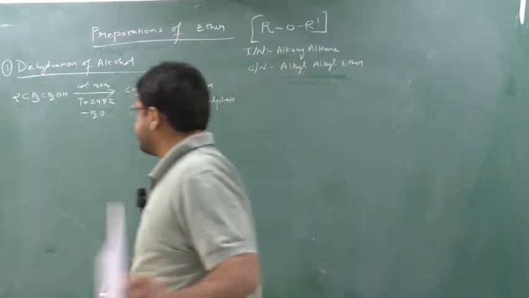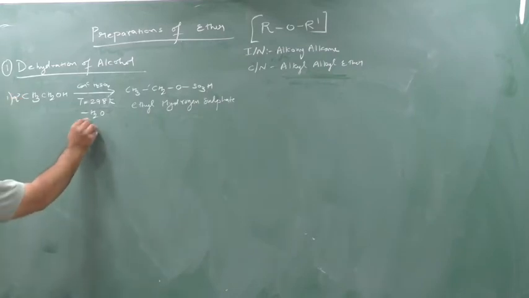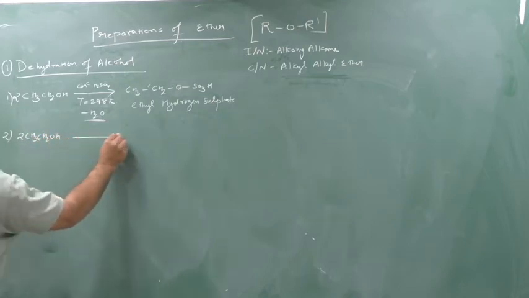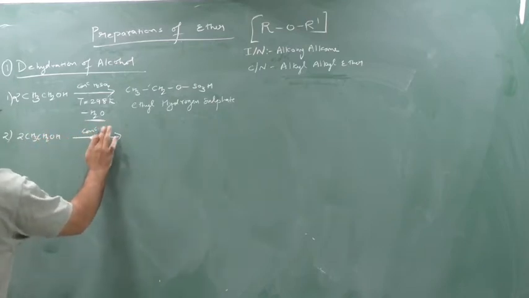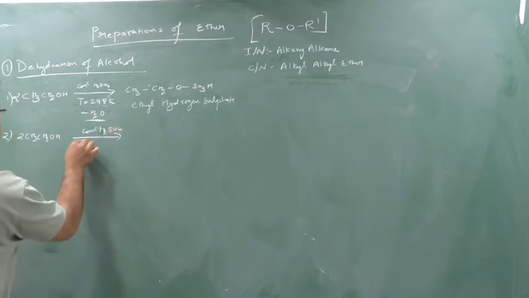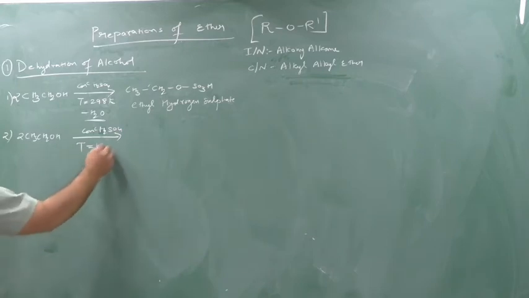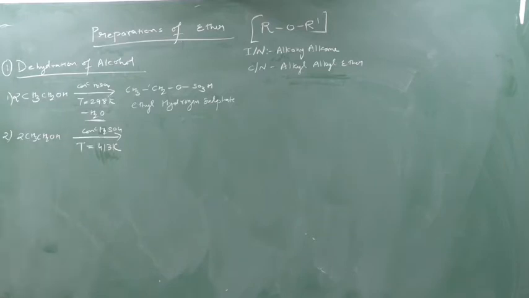Now if I increase the temperature, this was the first. So this is also dehydration only, no? Because there is a removal of water. Now I take another temperature with the same molecule. I take two molecules of CH3CH2OH, and again I take concentrated sulfuric acid. If I increase the temperature from 298 to nearly 413 Kelvin, here ether will be generated.